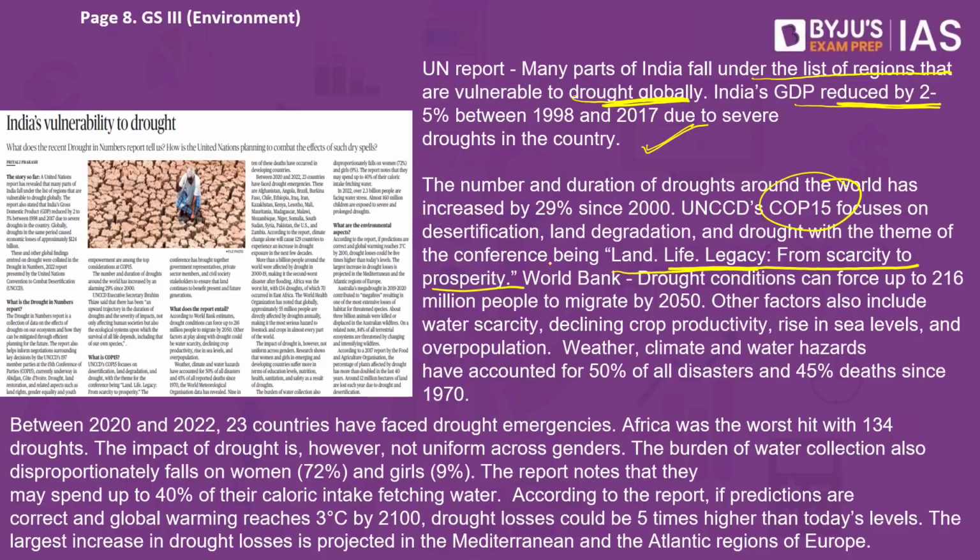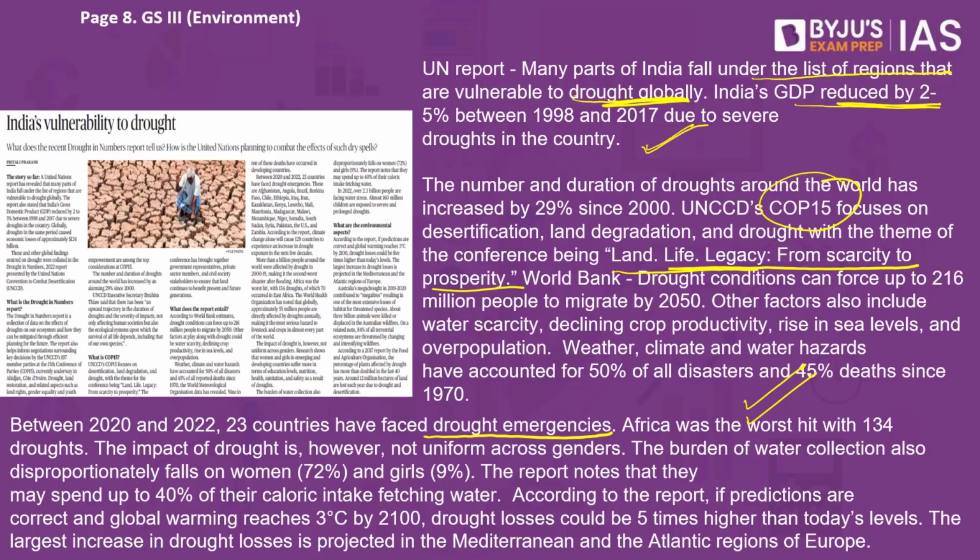from Scarcity to Prosperity. Now, as I said earlier, although this article is focused more on India, this problem of desertification, drought and extreme climate events is a worldwide phenomenon. Between 2020 and 2022, 23 nations faced drought emergencies, including the US. Africa was by far the worst hit region.